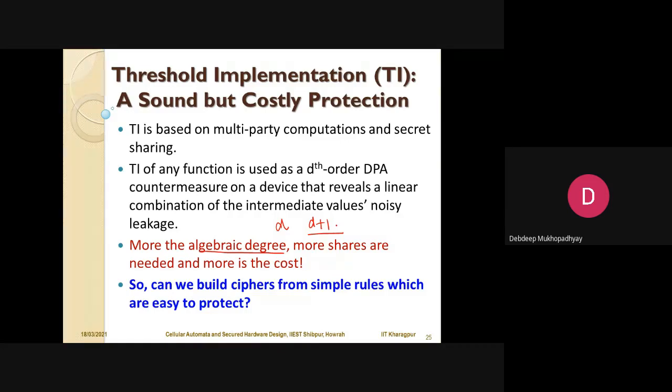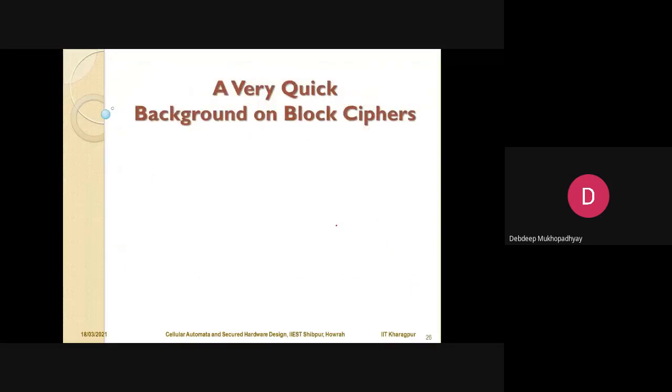So the bottom line is, can we build ciphers from simple rules which are easy to protect? So here comes the idea of cellular automata. And before I go into that, I will try to give you a very quick background on block ciphers. Okay, and then I will come to this.